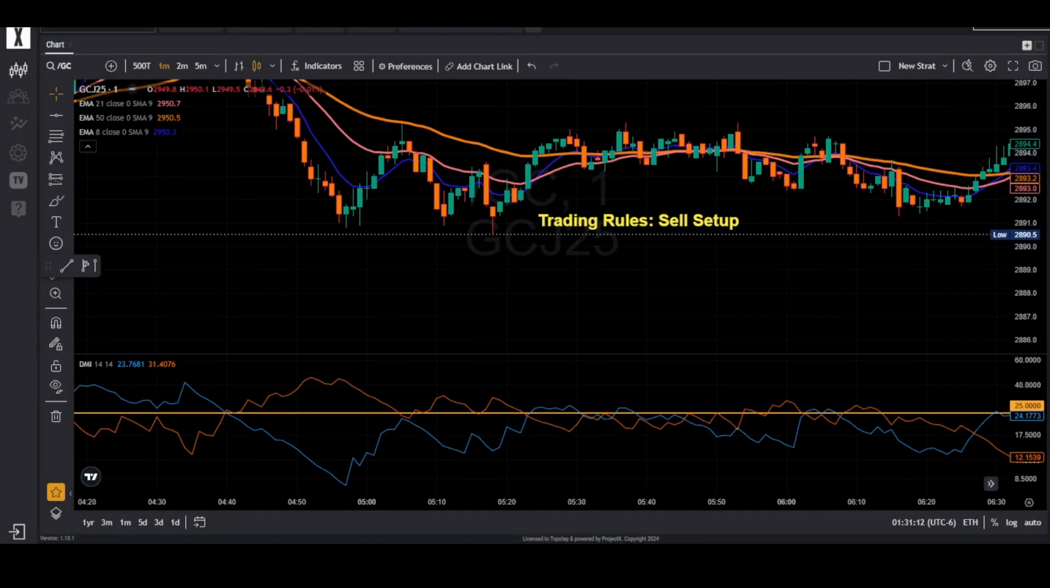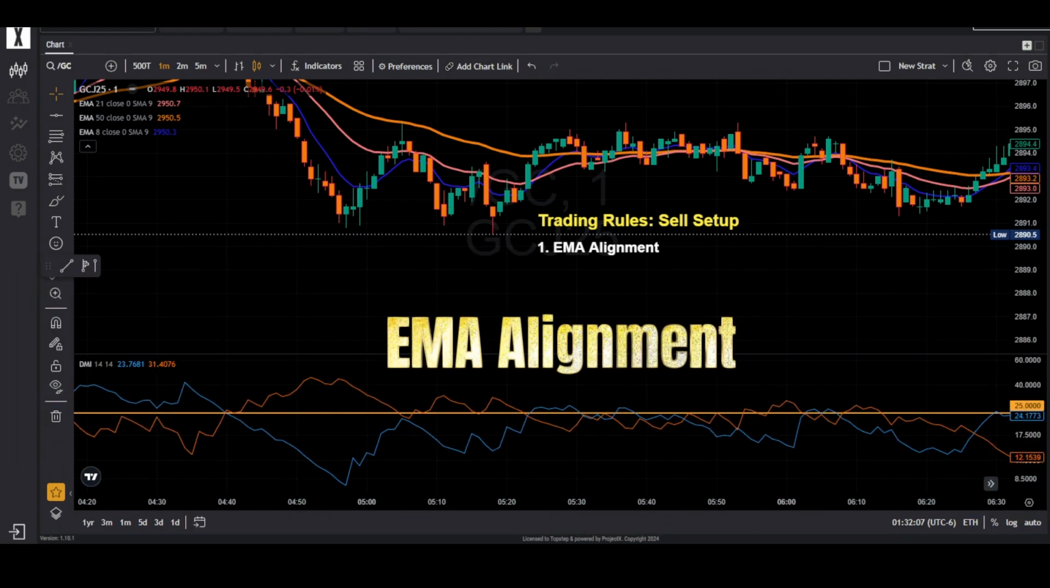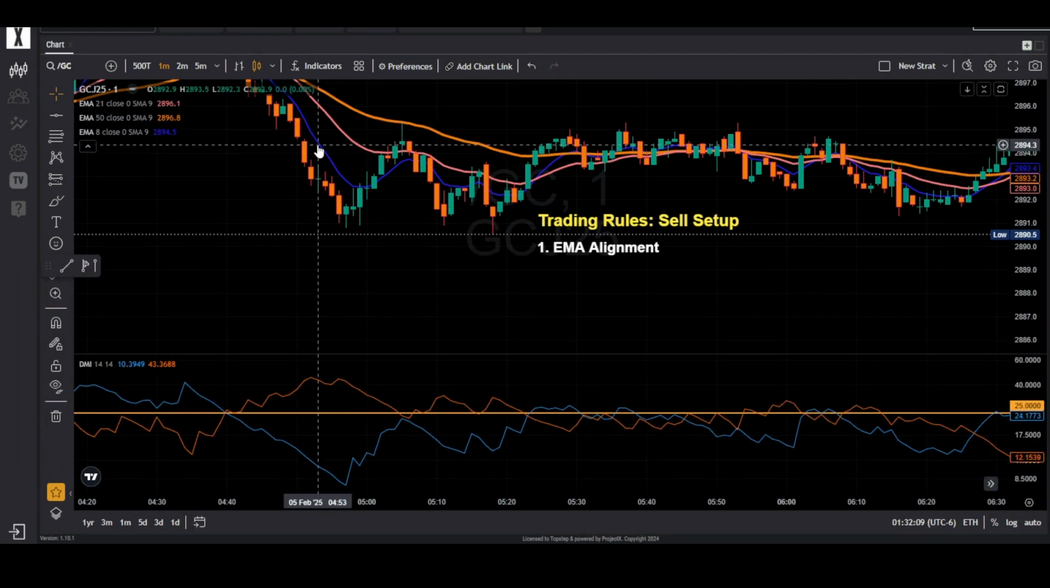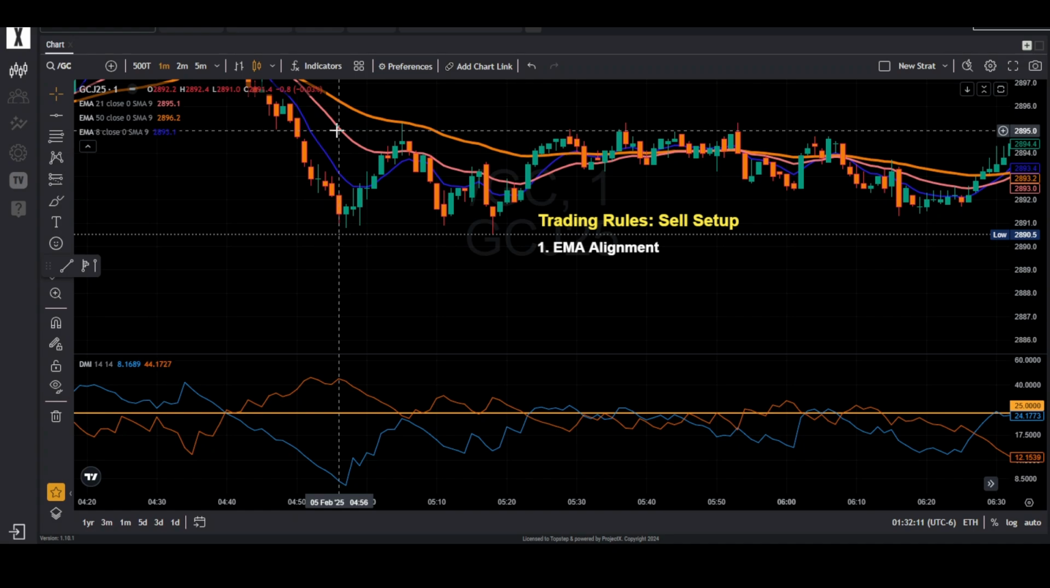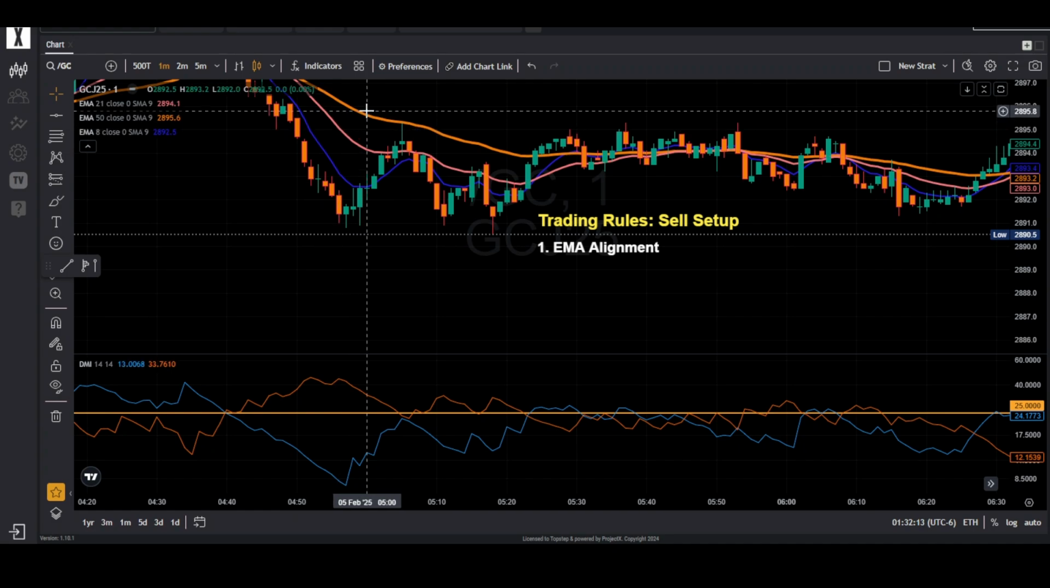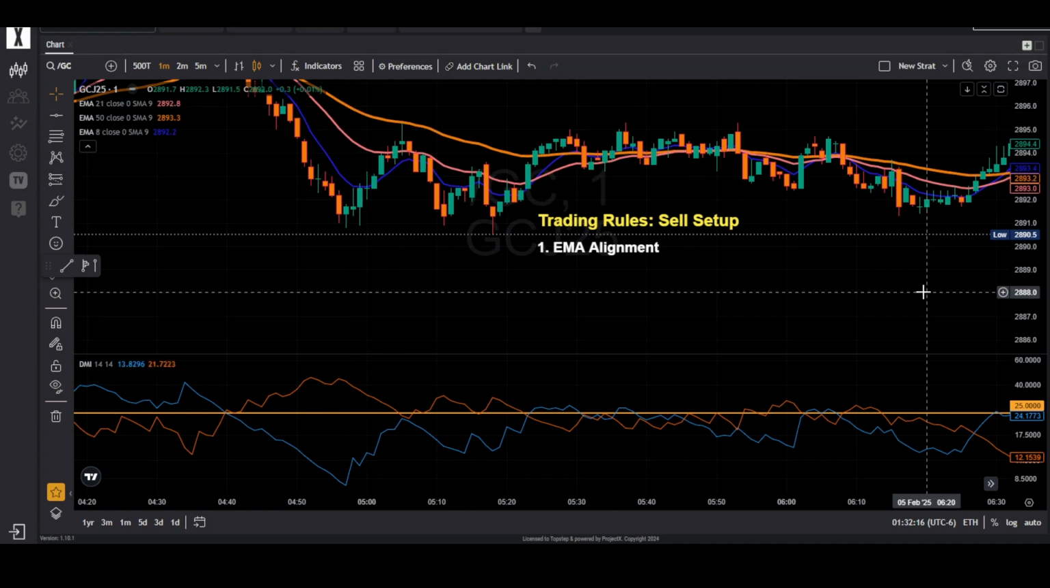Here is how to identify a high probability sell trade using three EMAs and the DMI indicator. First thing is EMA alignment for trend confirmation. EMA 8 must be at the bottom, like here, EMA 21 in the middle and EMA 50 at the top.